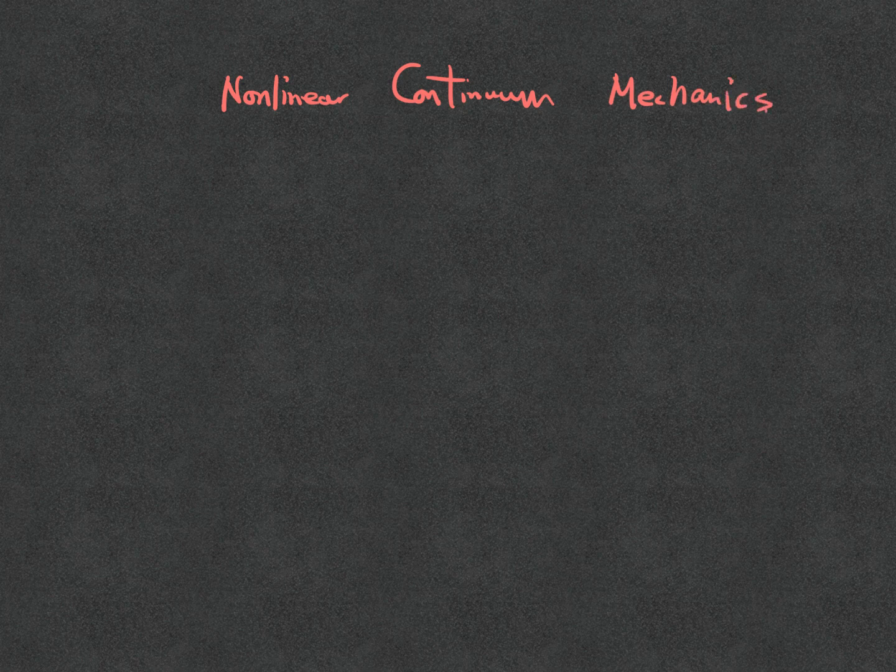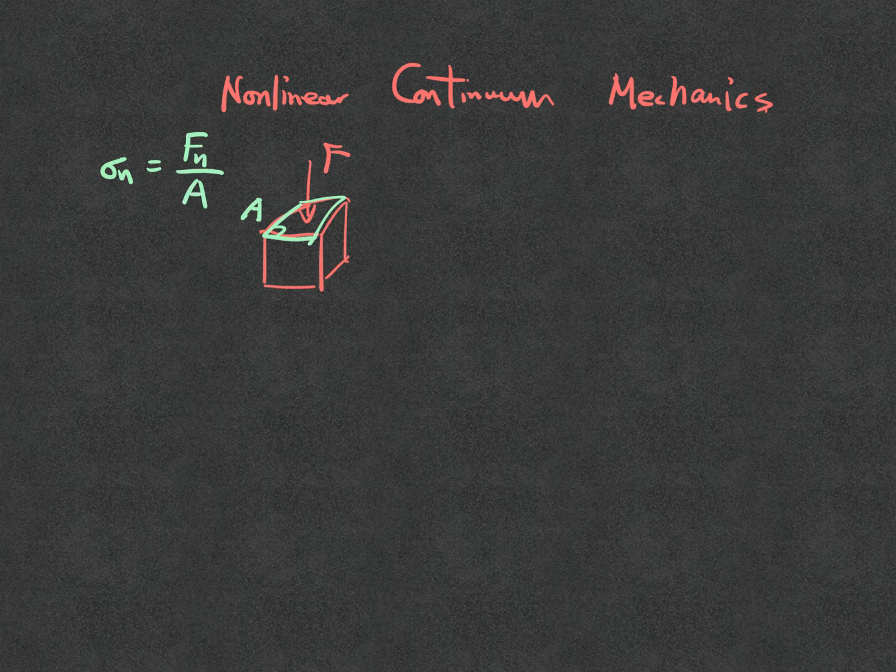Okay, so let me motivate the discussion. In general, let's consider a cube. If I ask you what is traction, what does that question mean? There's a force divided by the area. So I would say that the normal stress is equal to the normal force divided by the area. Does that make sense?